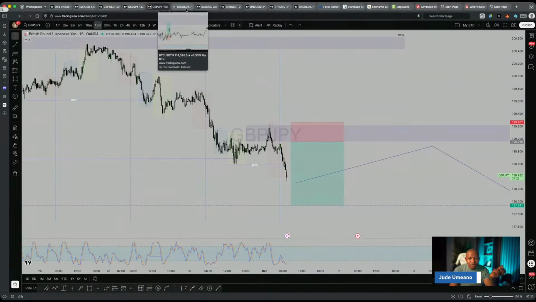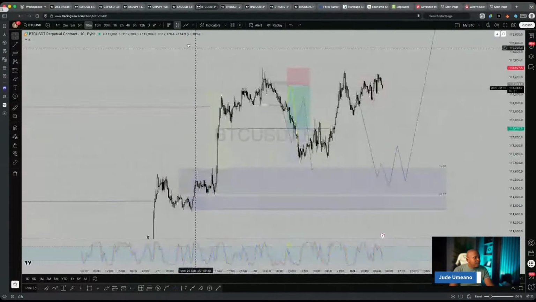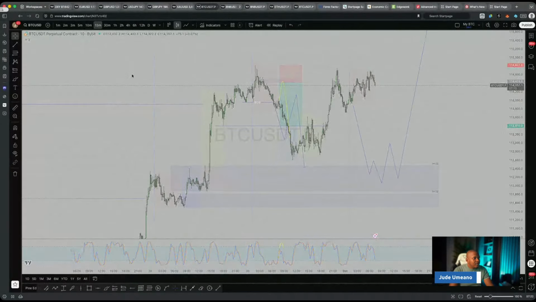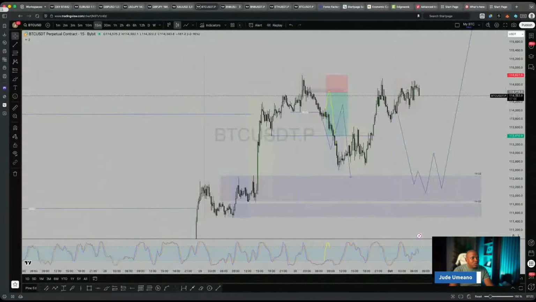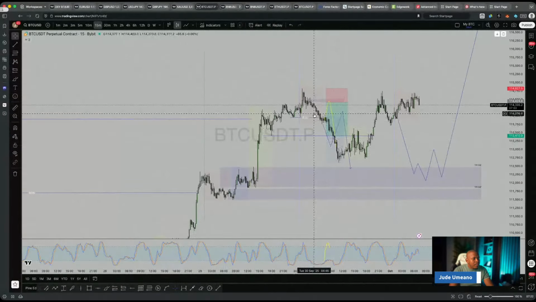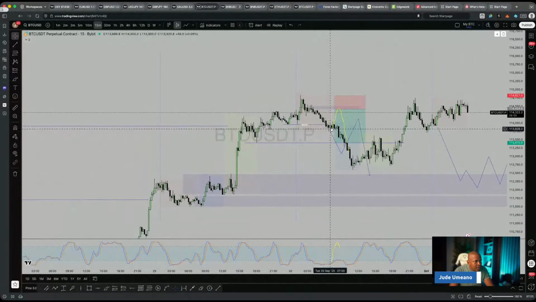We're looking at Bitcoin. We'll look at Bitcoin, then we'll look at Ethereum and BNB. Okay, so this is Bitcoin. Bitcoin didn't give us an entry yesterday. Okay, so this is what I was looking for: a break of structure here, entry here, and take profit here.